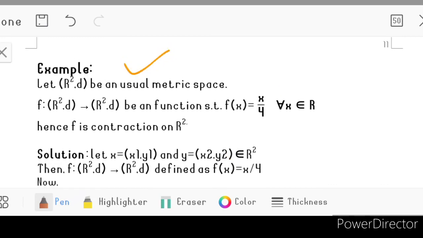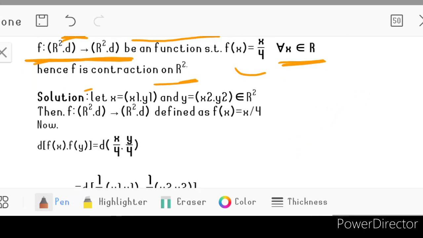We have an example. We take the usual metric space, the real numbers R of 2 dimensions, and a self-mapping function from this to this, defined as f(x) = x/4, where x belongs to R squared. Hence f is a contraction on this, so we are proving this. We take two elements from R squared, x = (x1, y1) and y = (x2, y2).